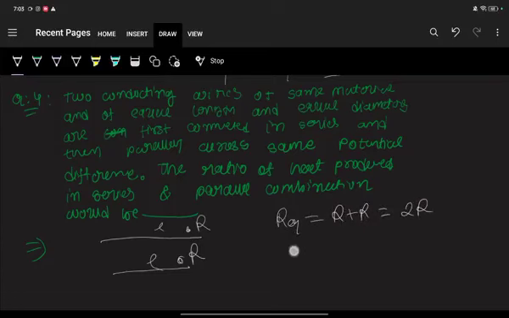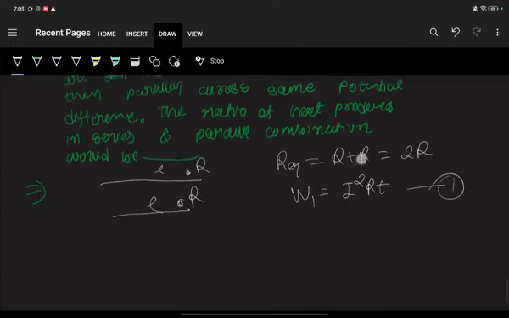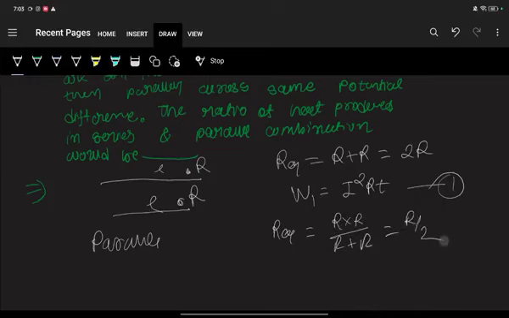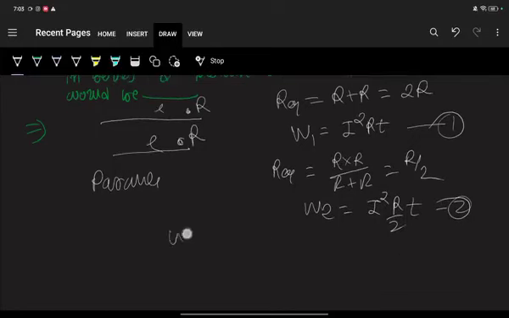So the heat produced will be I square RT for the first one. For parallel combination, R equivalent will be nothing but R into R upon R plus R, which is R by 2. So the heat produced will be I square R by 2 T. So its ratio will be W1 by W2. This is simply 2, or we can say the ratio will be 2 is to 1.